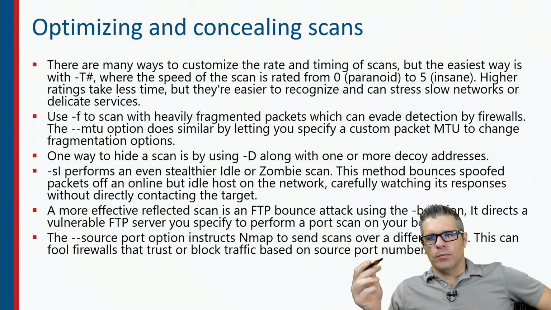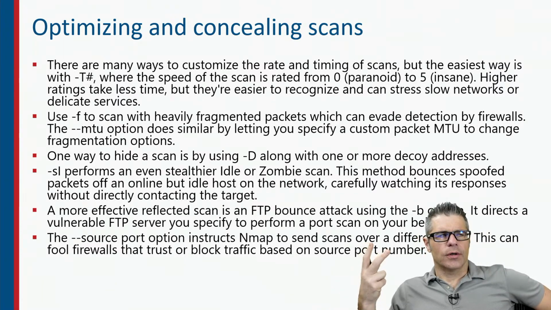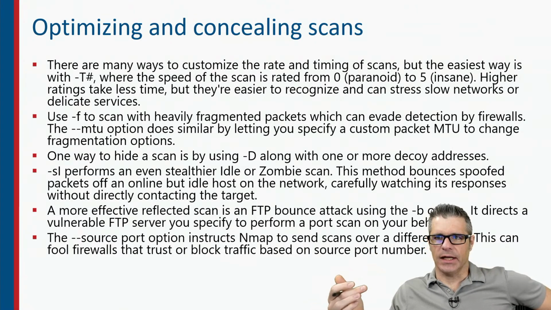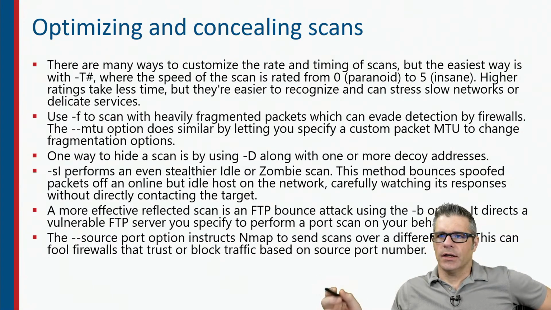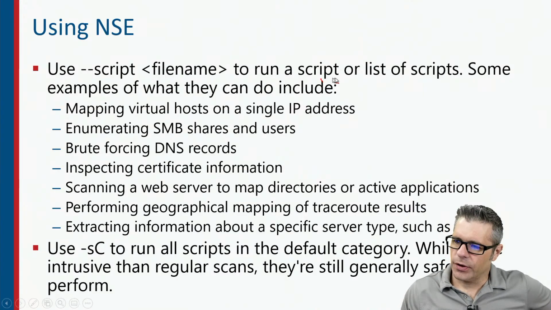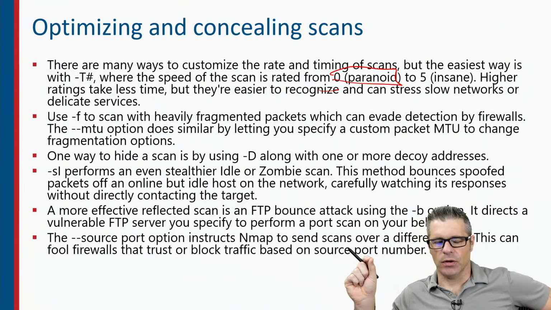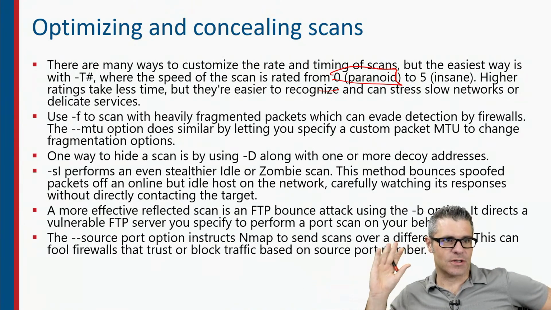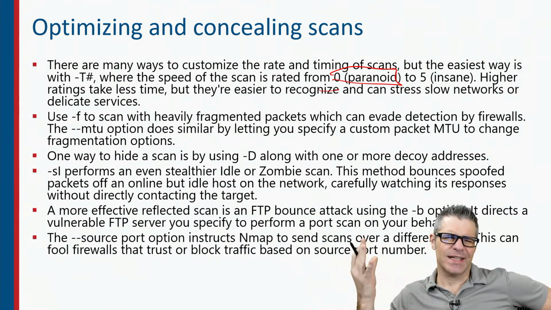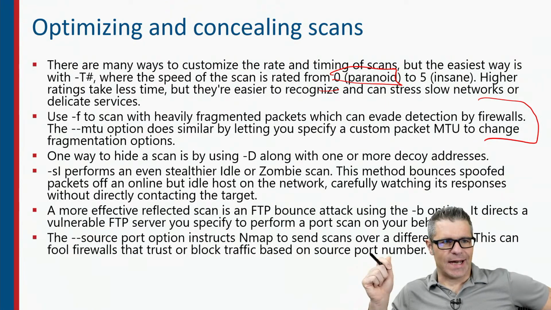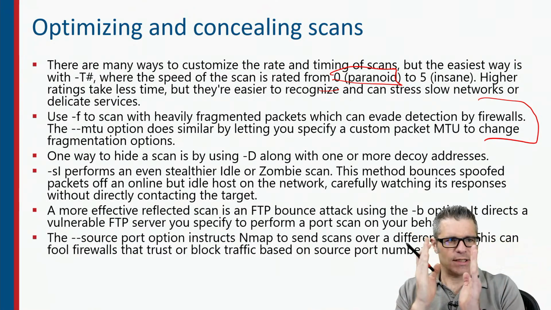Based on what your terms of engagement look like, you might care about concealing these scans. So you can set them to super slow paranoid mode, where you set the T value to 0, or to 5, which is insane mode, where you just spam the network with multiple connection attempts on the client side, which maybe is not great.